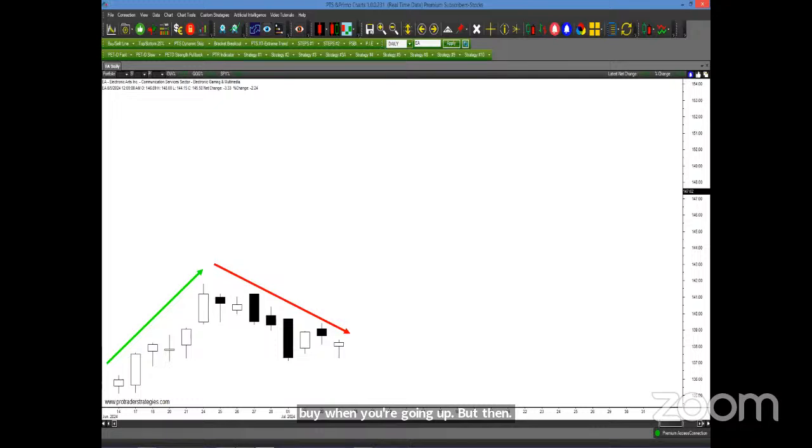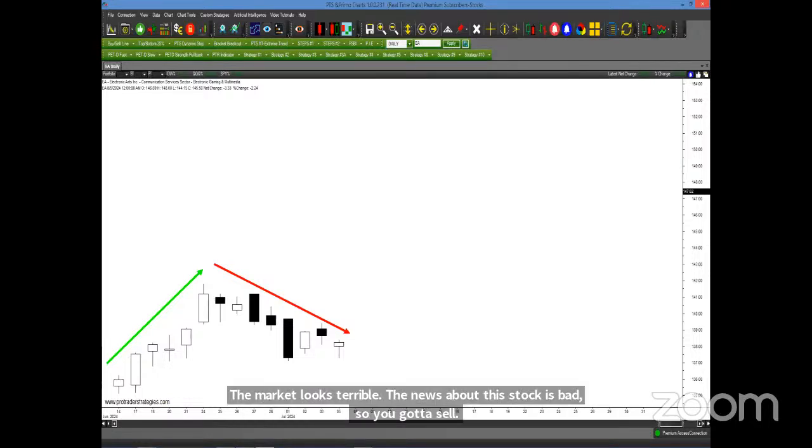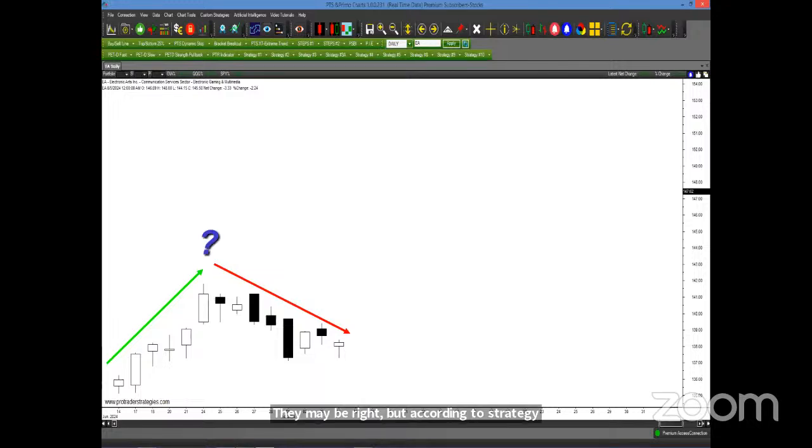So are we in the beginning of a downtrend? Maybe somebody in that chat room says, hey, you got to sell this. It's going to make new lows. You got to get out. The market looks terrible. The news about this stock is bad, so you got to sell. Well, they may be right. But according to strategy number 9 in the software, if you ask yourself, well, what is it?